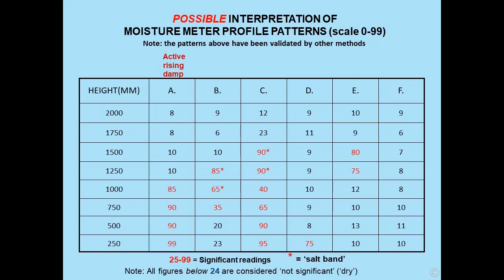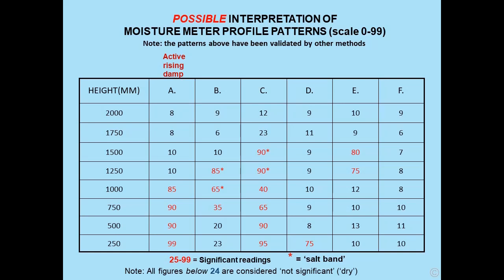So what's pattern A? Active rising damp. Very high meter readings up to, in this case, a meter, it can be higher, maybe a bit lower, where we then get a sudden cut-off of the readings. That is typical of active rising damp. Possible interpretation.